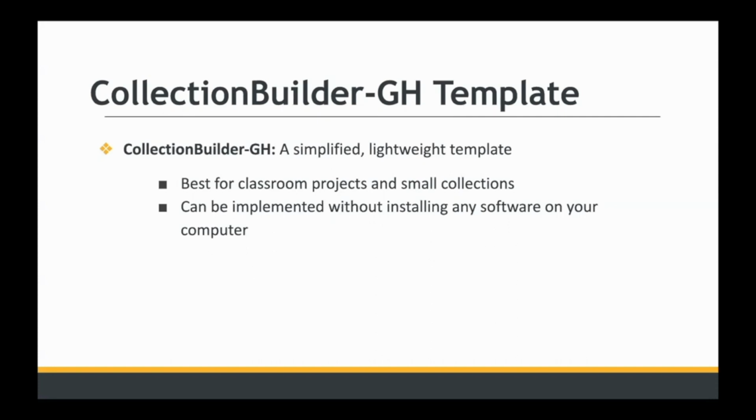In this class, you are using the CollectionBuilder GH template, which is a simplified, lightweight template. This template can be implemented without installing any software on your computer, and you can make edits to the template directly on the GitHub web interface, which makes it ideal for classroom environments. The CollectionBuilder GH template is essentially a folder of text files containing HTML, CSS, and JavaScript, as well as some helpful development libraries like Bootstrap.